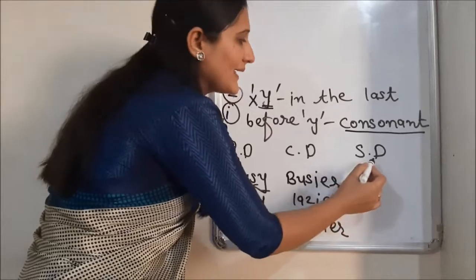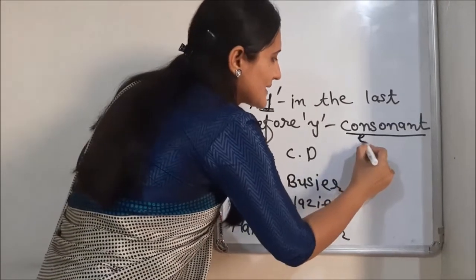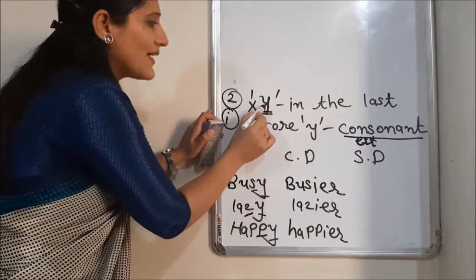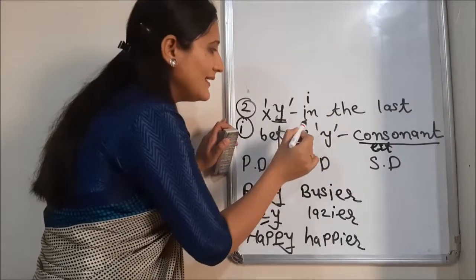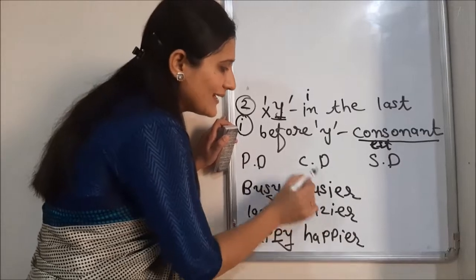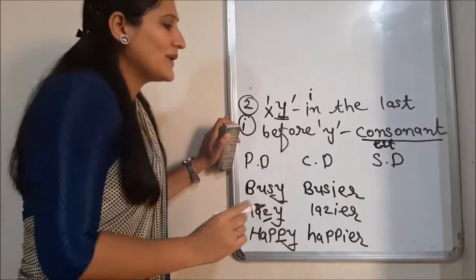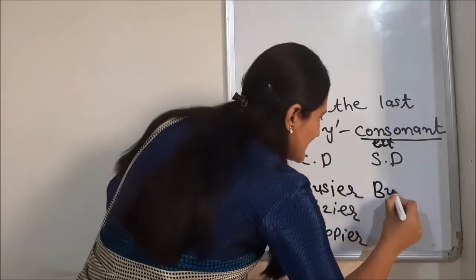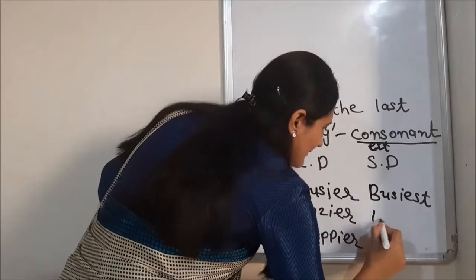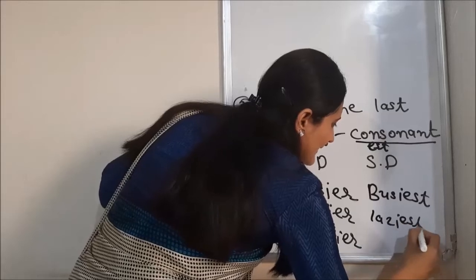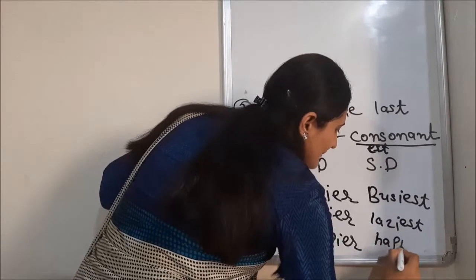And in the superlative degree we were using EST, right? So when Y is given at the last, we will write I instead of Y, and then according to our rule ER in the comparative and EST in the superlative degree. So see, busiest, we will write I instead of Y, then laziest, and then happiest.